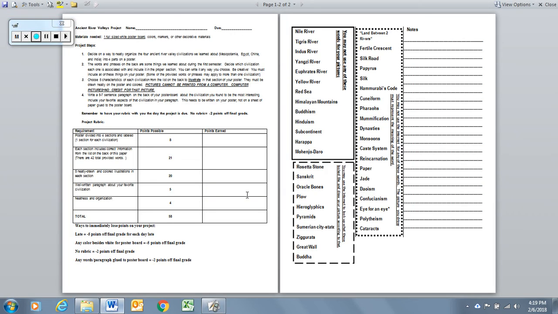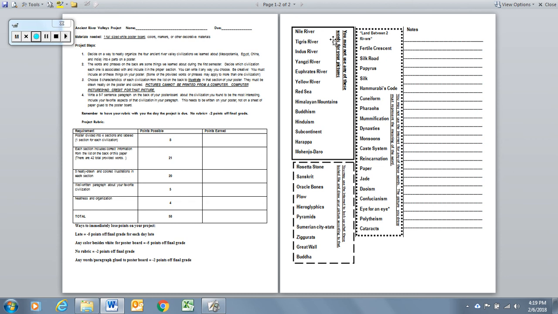Let's now look at number 3. So number 3 says choose 5 characteristics, those are these words right here, of each civilization from the list on the back to illustrate in that section of your poster. They must be drawn neatly on the poster and colored. Pictures cannot be printed from a computer. Computer pictures equals no credit for that picture. Excuse me. Now, let's take a look at these boxes on the back of your rubric.